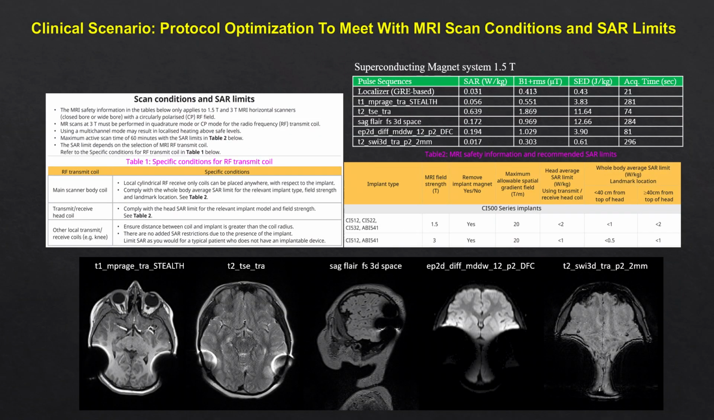Here is the optimized MRI protocol, along with the corresponding safety and imaging metrics, including SAR, B1 plus RMS, SED, specific energy dose, and acquisition times, as well as representative image results. After protocol optimization, all sequences were adjusted to remain within the MRI conditional safety constraints, with SAR maintained below the required threshold. Despite these safety-driven modifications, the overall diagnostic quality of the examination was preserved. The neuroimaging sequences still provided adequate anatomical detail for clinical interpretation.